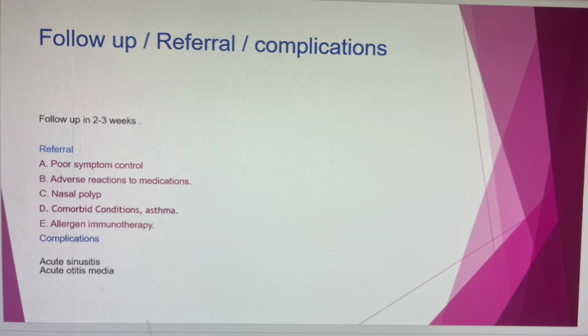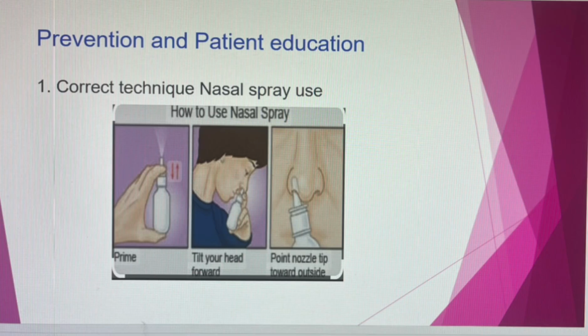And then there are complications: sinusitis. If it is greater than 3 months, it's chronic rhinosinusitis, nasal polyps, which I already discussed, and eustachian tube dysfunction, which leads to ear problems, otalgia, ear fullness, and otitis media with effusion. Next is prevention and patient education.